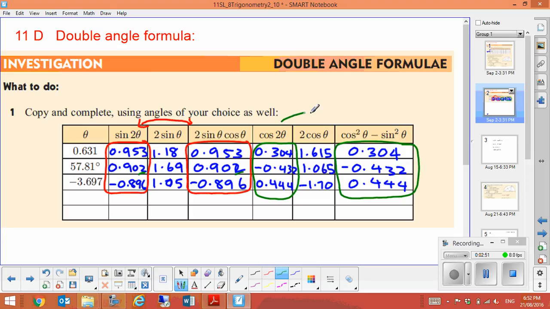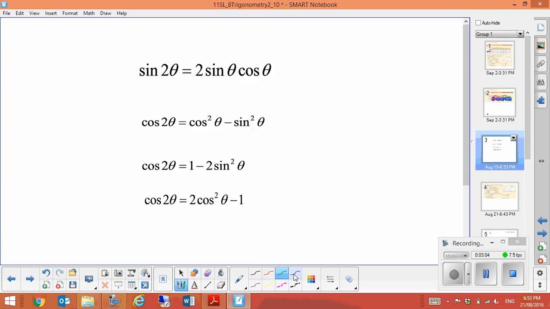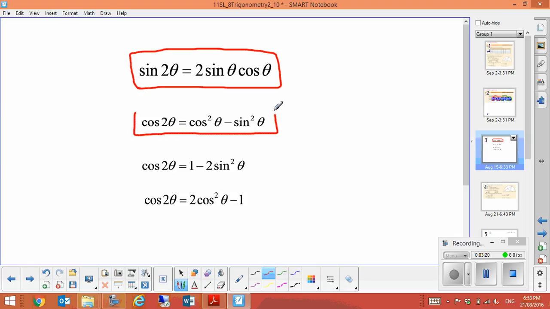So we can see this relationship is true for these 3 angles. And since they're quite random angles, it's more than likely it's going to be true for all angles. So we come up with these relationships. Sine 2 theta is equal to 2 sine theta cos theta. And these are in your formula booklet. We also see that cos 2 theta is equal to cos squared theta minus sine squared theta.